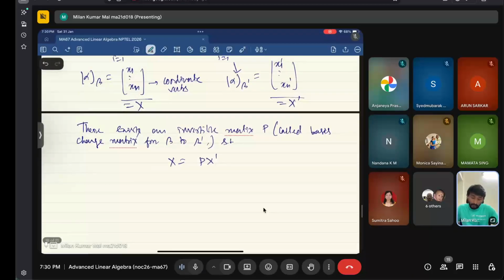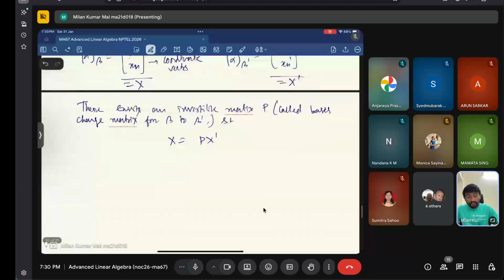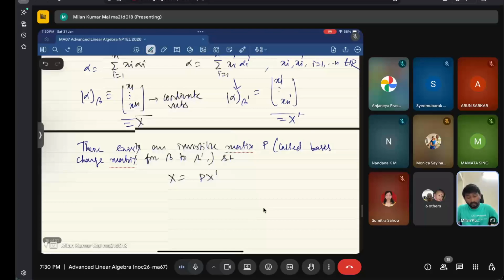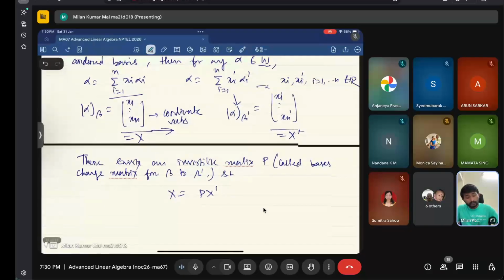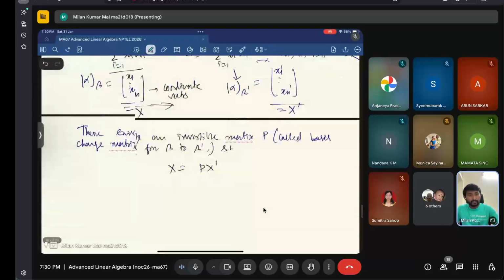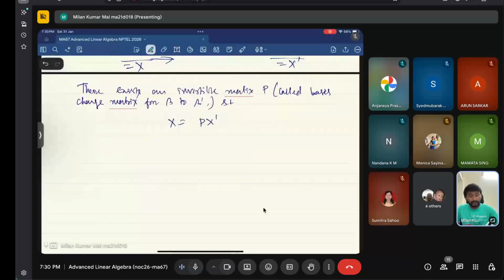Okay, if you still have any doubts you can ask, because these are very important things. And as I started, alpha is a fixed vector. You are writing it in terms of one ordered basis, and this is the coordinate vector coming. With respect to another ordered basis, another coordinate vector is coming. So what is the matrix P actually? This is a theorem, but what is the matrix P?